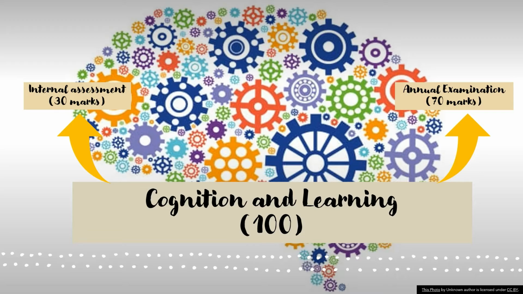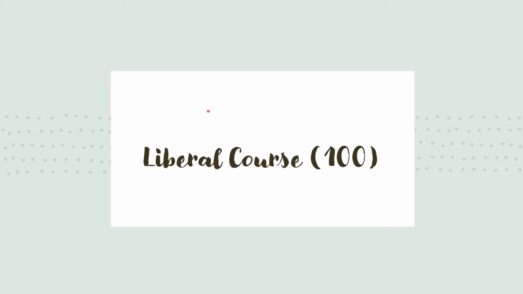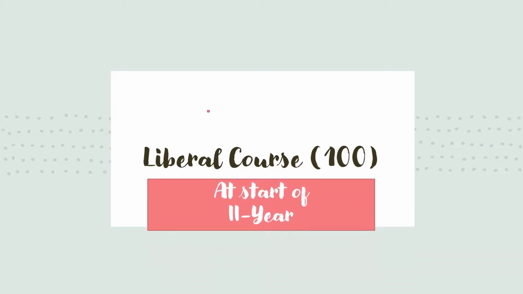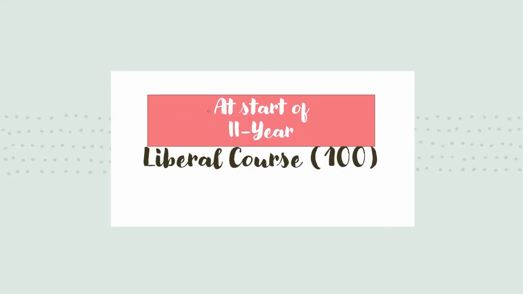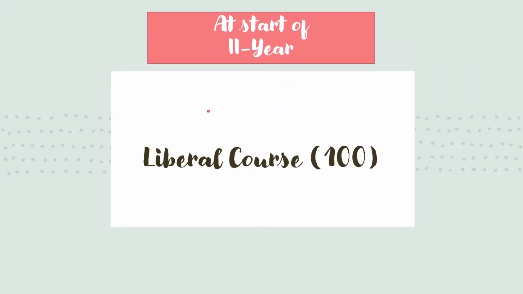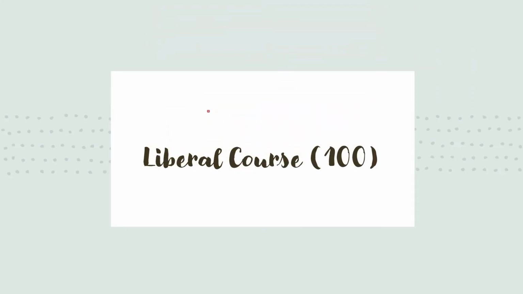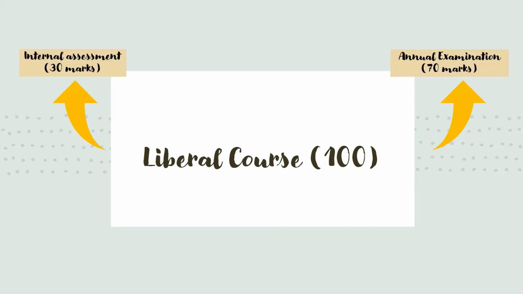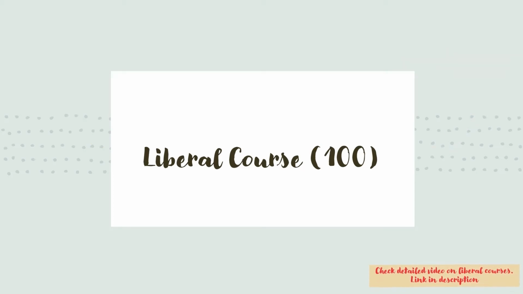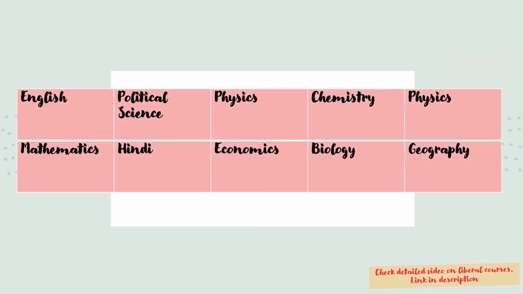The next subject will be your liberal subject, and this will be chosen by you at the start of the second year, and you will be continuing this subject in your third year as well. So this will also be for 100 marks, and it will include your internal assessments for 30 marks and the annual examination for 70 marks. To just give you an idea, you can see all these subjects on the screen, and you will be selecting any one subject from these.